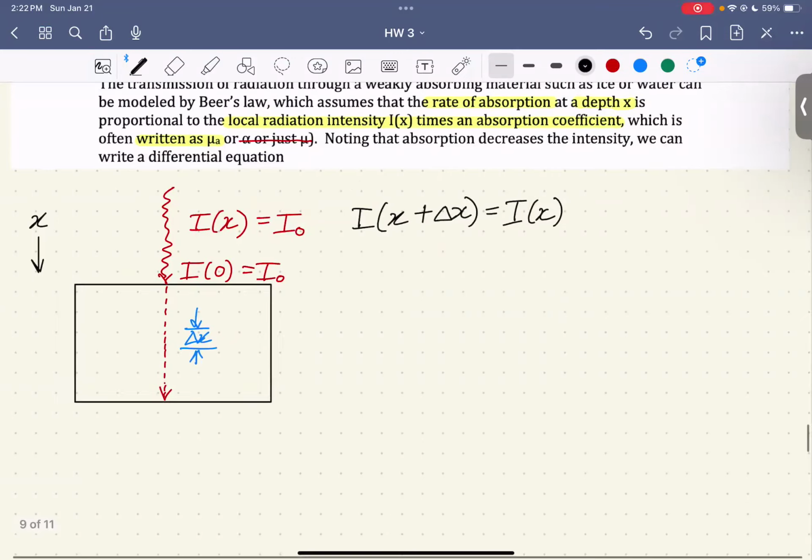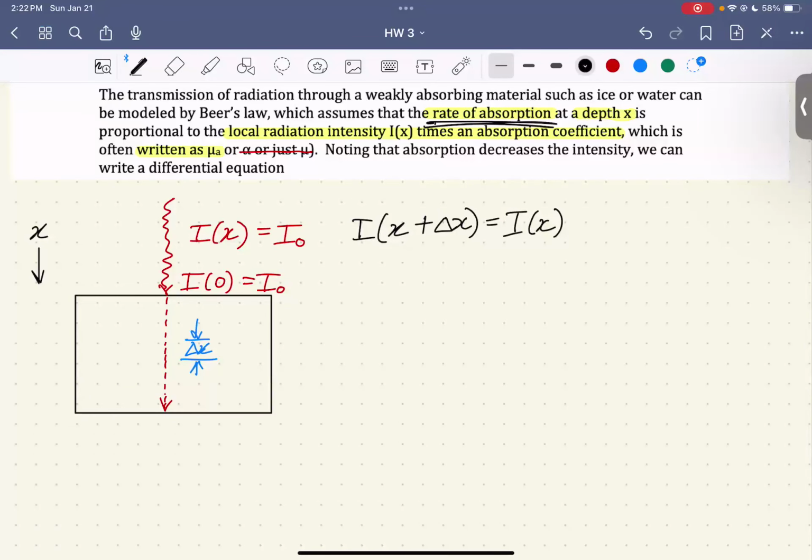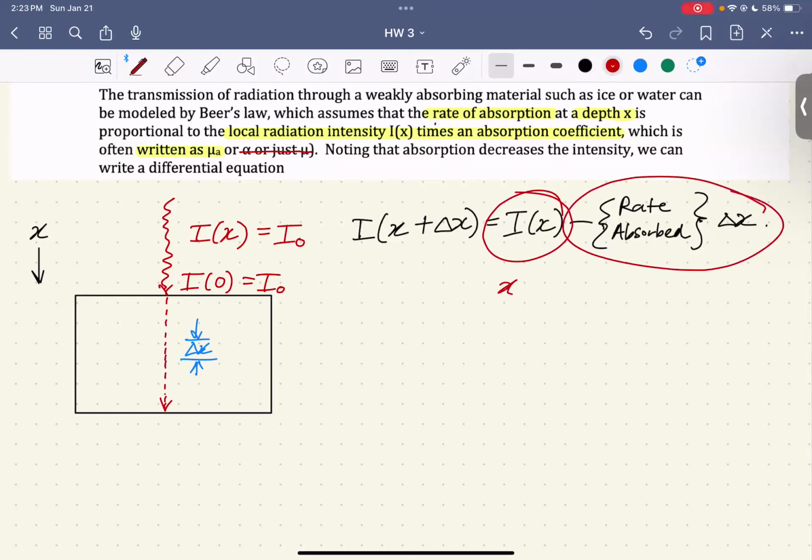And right here, we know the rate of absorption. So we can say minus the rate absorbed. And of course, our rate needs to be multiplied by the distance, or the change, and here it's delta x. So what we're saying is, this is the original intensity at x. Then we lose some intensity due to absorption by a distance of delta x, giving us x plus delta x. So this is clearly just writing out an equation right here.